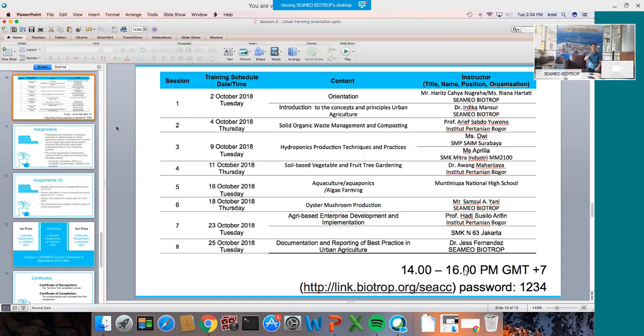So this will be our schedule, 8 sessions from October 2 to October 25. Okay, so I'll move on to giving the assignments.